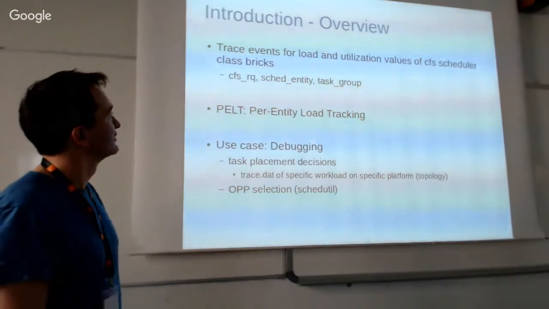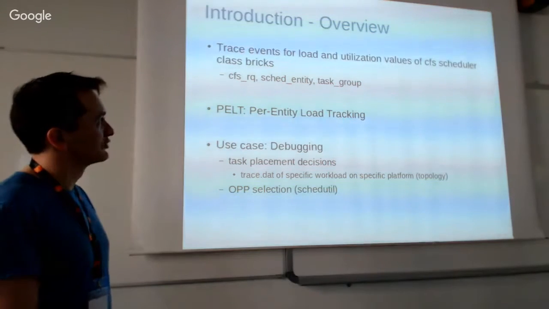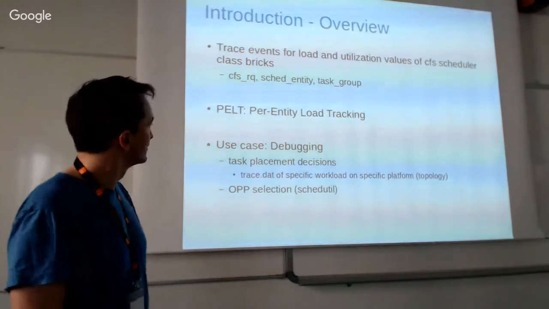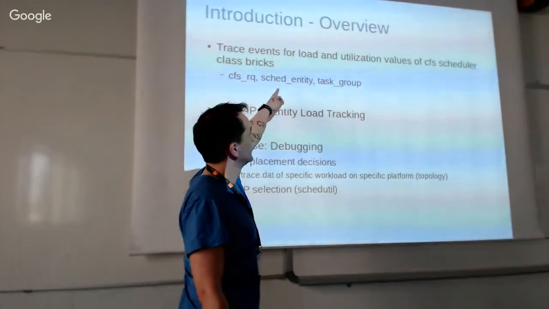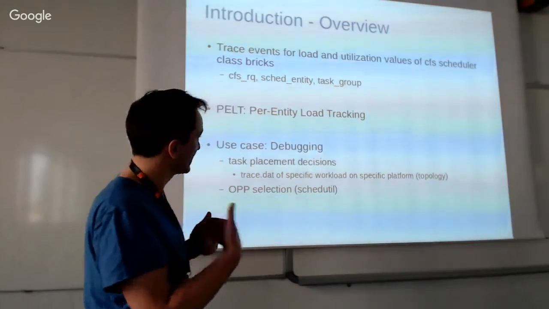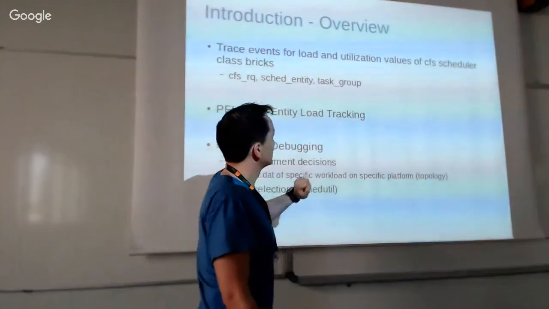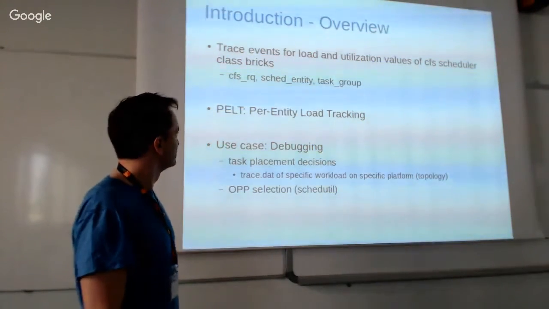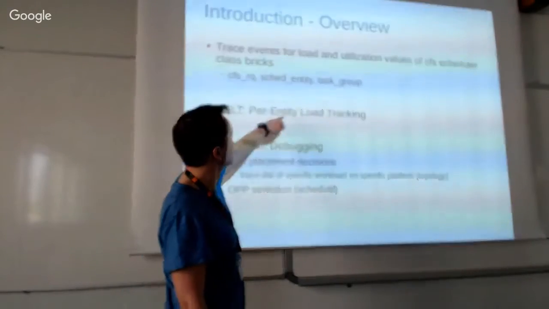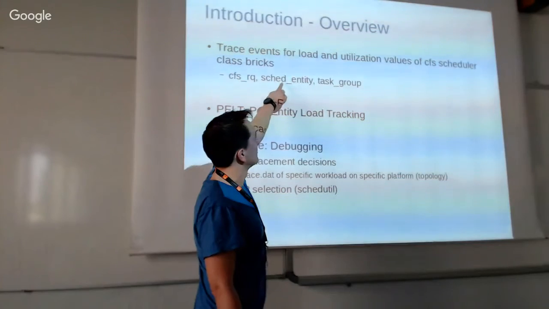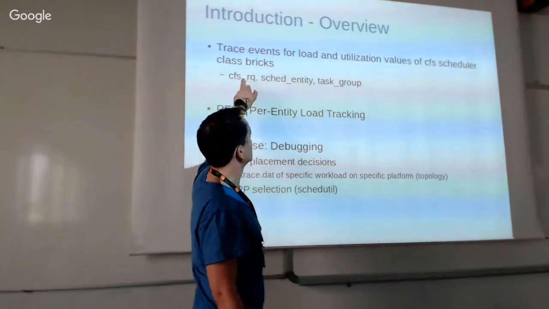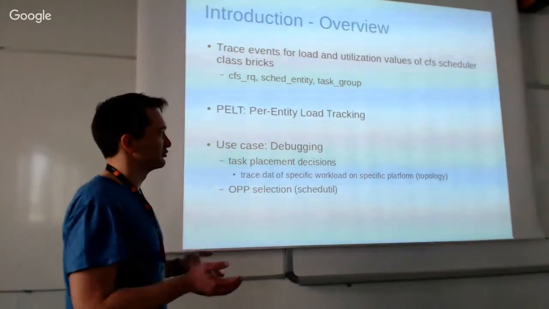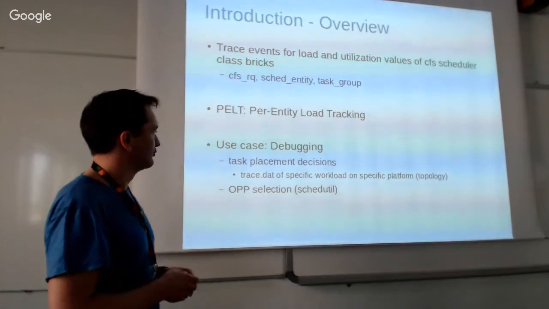So this is all about creating trace events for load and utilization values for all those different scheduler bricks we mentioned already: CFS run queues, sched entities, which can be tasks or sched entities representing task groups, and the actual task itself. All of them have PELT signals attached to them. PELT is per entity load tracking. Per entity is because we build up the load signal from the smallest entity like the task, and then we aggregate it to CFS run queues, or like we saw before in the talk, to even sched groups or sched domains.